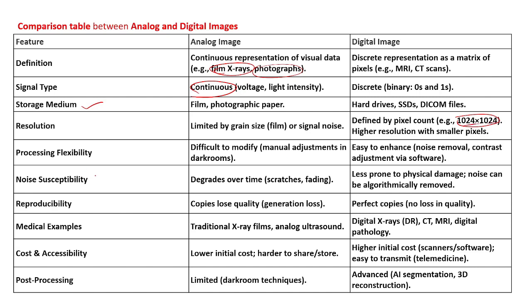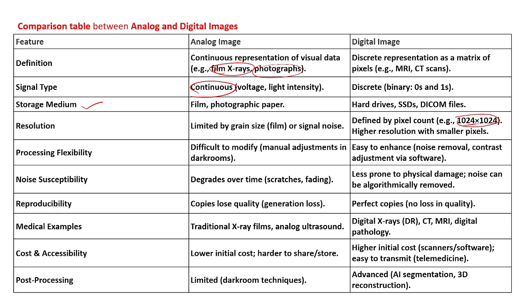Okay. Processing flexibility: analog is difficult to modify, requiring manual adjustment in dark rooms. The digital image is easy to enhance, remove noise, and adjust contrast by software. So digital image processing is easier and more flexible compared to analog image processing. Noise susceptibility: analog degrades over time and is more prone to physical damage. In the digital image, we can remove the noise through digital image processing.